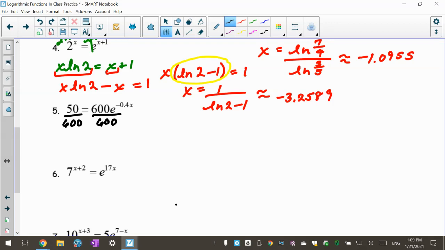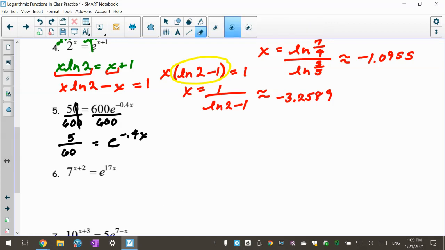Okay, and when I do that, I'm just going to get rid of one of the zeros. You can reduce it even more, but I'm going to do 5 over 60, just because you don't need to use your calculator to the very end, equals e to the negative 0.4x. But that does reduce down even more if you so chose. Now, I'm done with normal math, if you will.